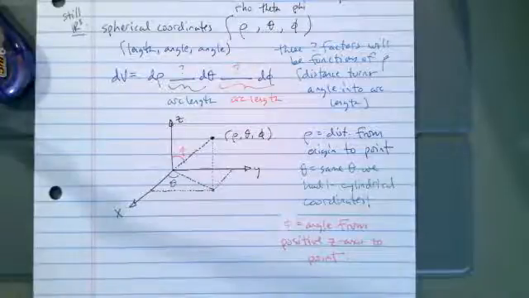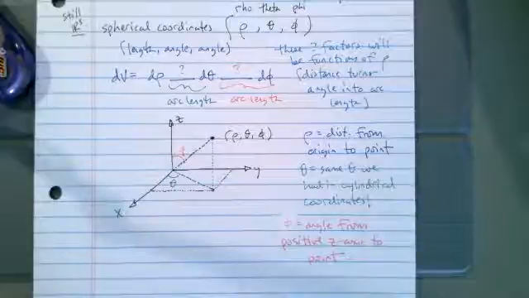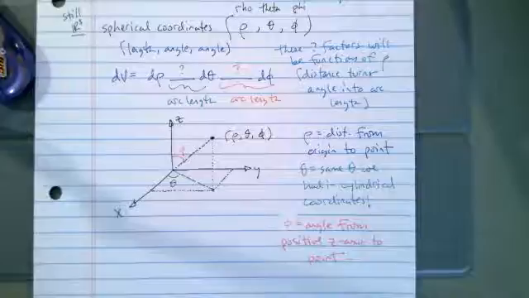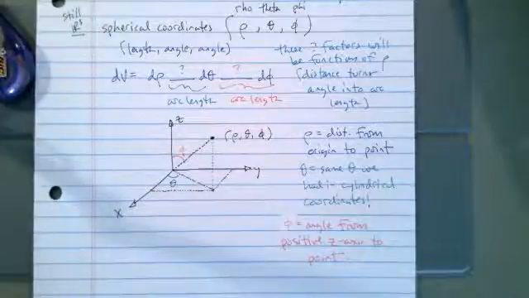All right. So rho is the distance from the origin to the point. That's the only thing that indicates any length, so that's the only length that we could possibly use. Theta is the same theta we had in cylindrical coordinates, measured from the positive x-axis. And phi is the angle measured from the positive z-axis to the point. How's everybody, okay?